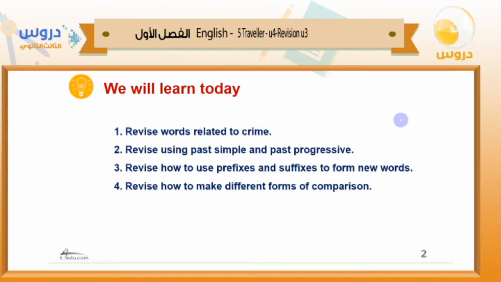Alright. What we will learn today, we are going to cover 5 things. Revise words related to crime, and also revise using past simple and past progressive, and also revise how to use prefix and suffix to form new words. At the end, we are going to revise how to make different forms of comparison. So we have 4 things we should cover in this lesson.